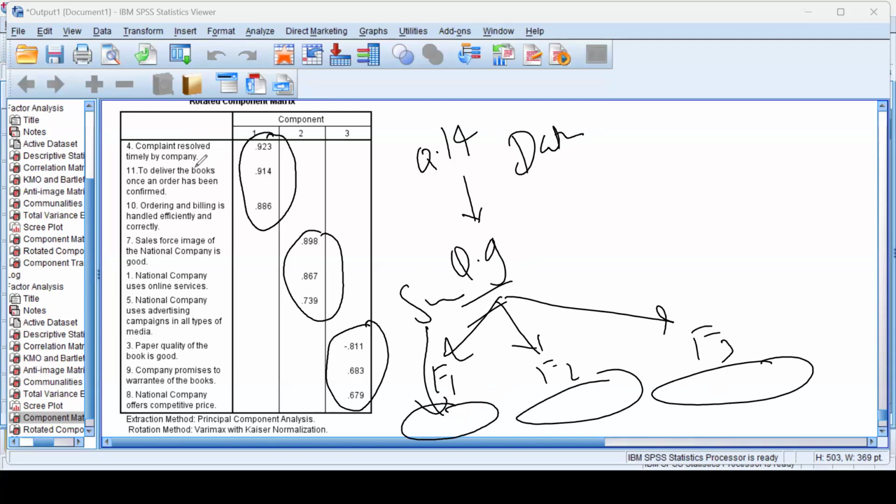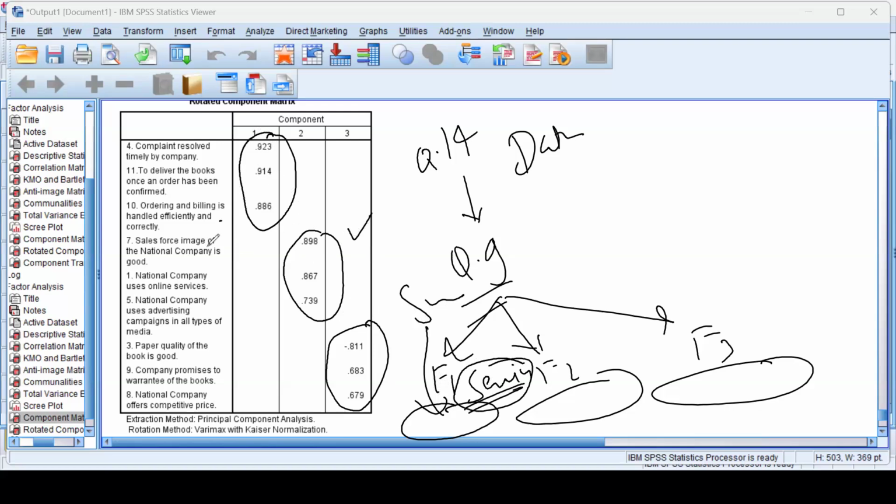So complaint resolution timely by company, to deliver book once an order has been confirmed, ordering and billing handled efficiently and correctly. So these questions are telling about the services. So we have given the name, summarizes these items. These three items give the sense that all 3 items are talking about the services.